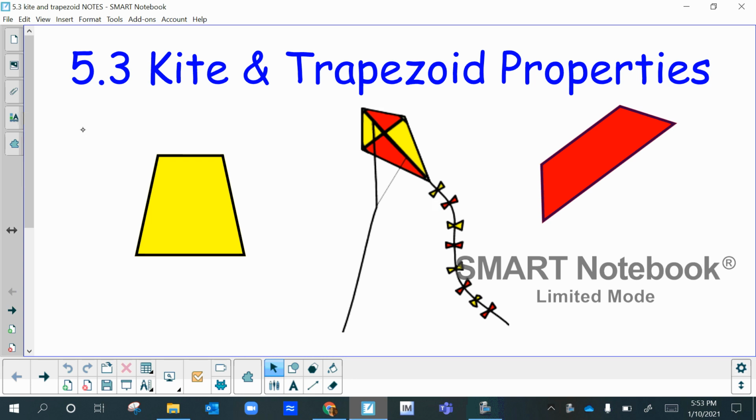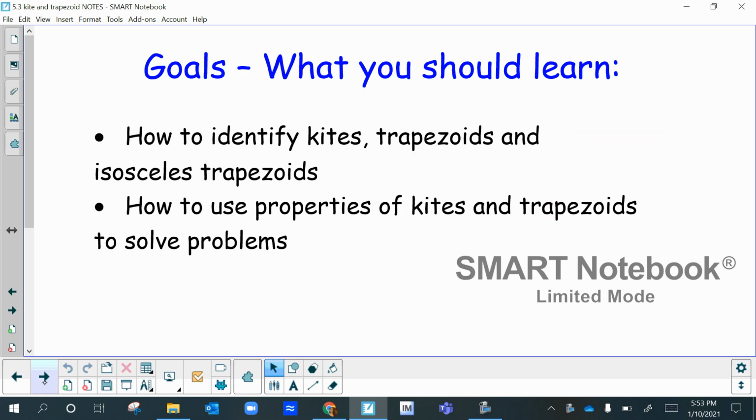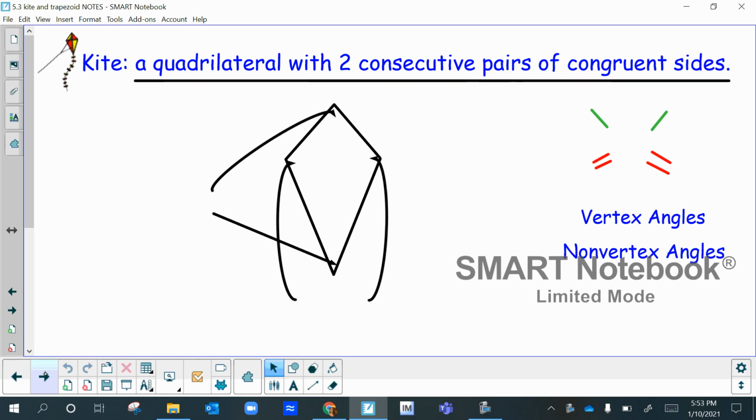All right, guys, this is going to be 5.3 kites and trapezoids. So we're going to continue what we know about polygons, but now we're going to specialize, or mainly focus, on kites and trapezoids. So we're going to identify kites, trapezoids, and isosceles trapezoids, and then we're going to use those properties to solve problems, like solving for angles or side lengths.